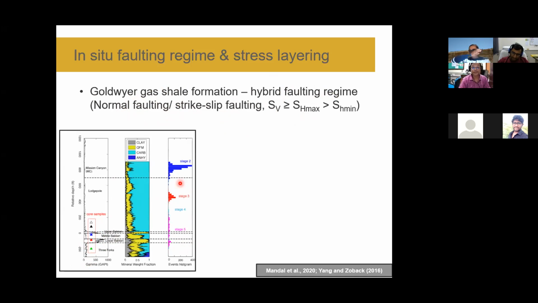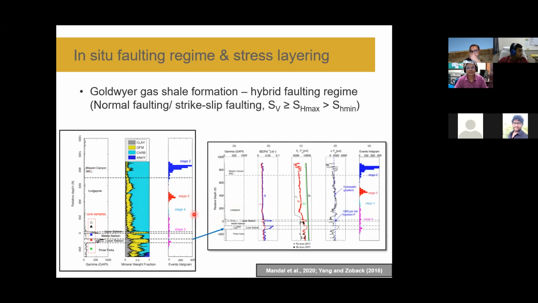If the least principal stress is a gradient increasing over depth, it should not go in an upwards direction. It should always go downwards, or maybe it should be confined within that layer itself. Their study found that when they were doing the stage 5 fracturing operation, they could see a lot of microseismicity happening in the layer above itself.